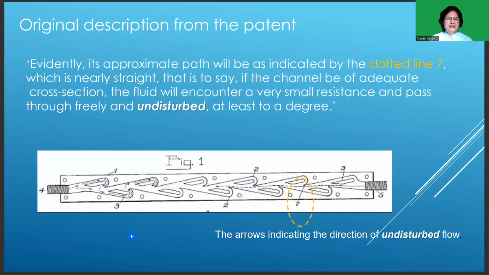So I will try again to explain what is written in the patent description. So he's going to describe this section 7. So I'm reading. Evidently, its approximate path will be as indicated by the dotted line 7, which is nearly straight. That is to say, if the channel be of adequate cross-section, the fluid will encounter a very small resistance and pass through freely and undisturbed, at least to a degree.